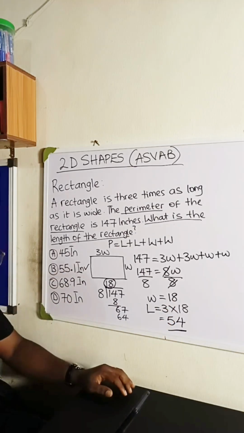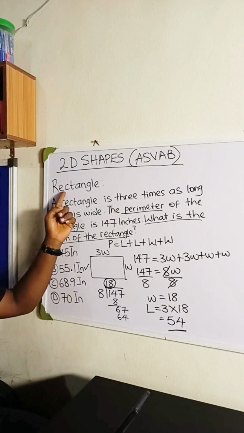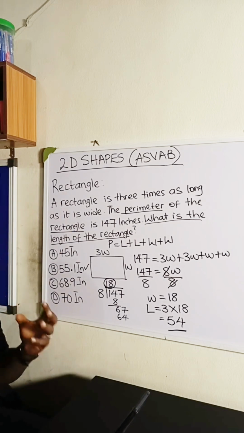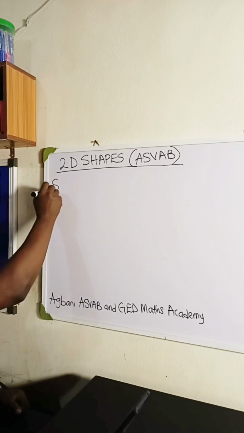We're going to look at the area and perimeter of a square. So we have considered the area and perimeter of a rectangle, and we have solved some questions on that. Now let's look at area and perimeter of a square.